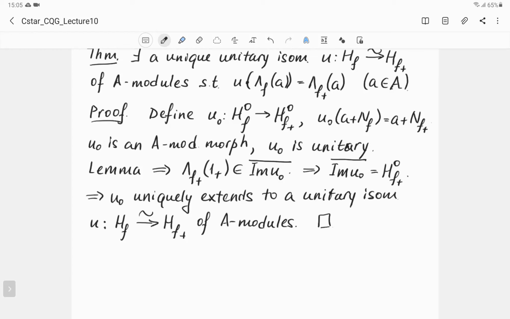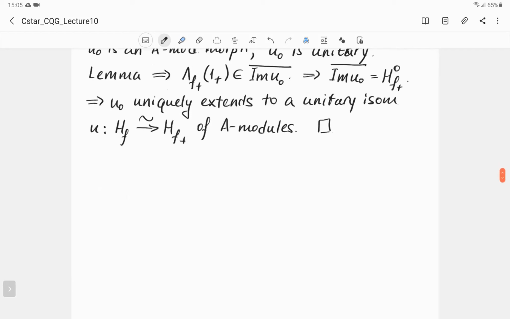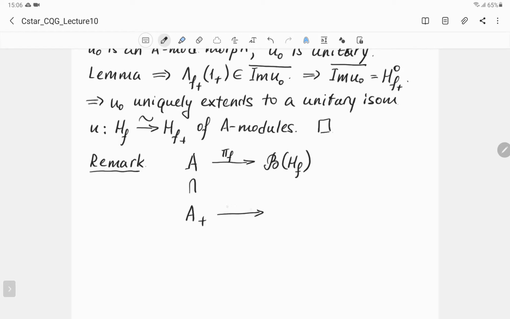Okay. A short remark, which gives us an equivalent way of thinking about this isomorphism. So we have the following commutative diagram. Let's draw the following picture. So here we have the GNS representation pi F of A. A is, of course, a subalgebra in its unitization. And we also have the respective GNS representation pi F plus of A plus.